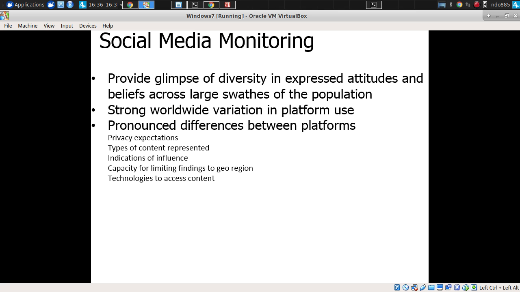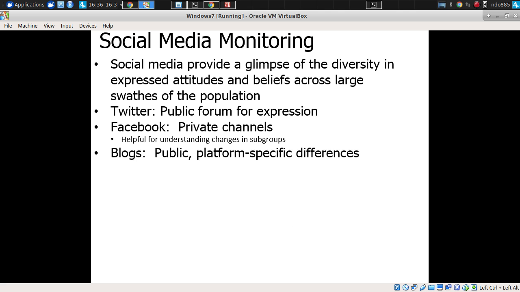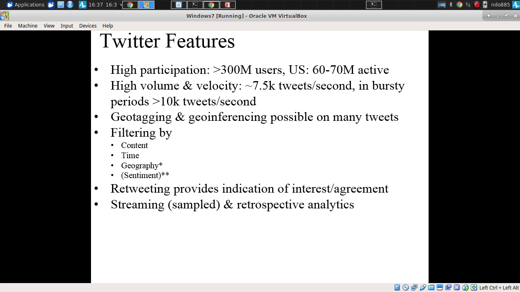If we get closer to the individual, we're talking social media data. Social media data provides a glimpse of diversity and expressed attitudes across a population, and gives a sense of variation in platform use. Each platform is very different. Twitter is a publishing platform, a public forum for expressions. Facebook has private channels and needs to be approached very differently for ethics reasons. And blogs such as on Tumblr are quite different yet in terms of their prospects for harvesting them and their volumes.